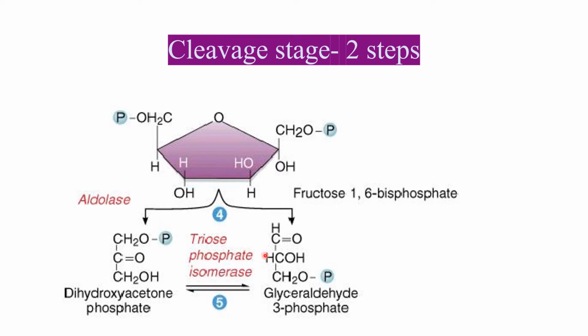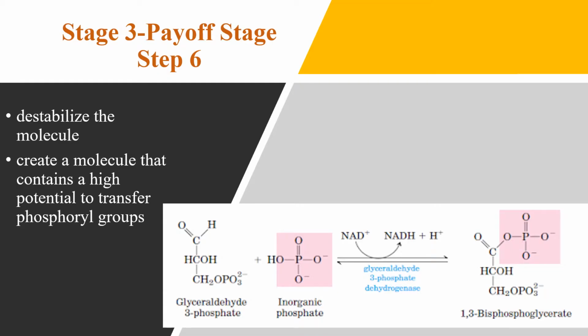So the net result of stage 2, we took fructose 1,6-bisphosphate and we cleaved it into 2 identical 3-carbon molecules, these GAP molecules. So now we have stage 3. So essentially there are 3 parallel stage 3 reactions, because at the end of stage 2 we created 2 GAP molecules. In stage 3 we're going to produce those ATP molecules and pyruvate molecules.